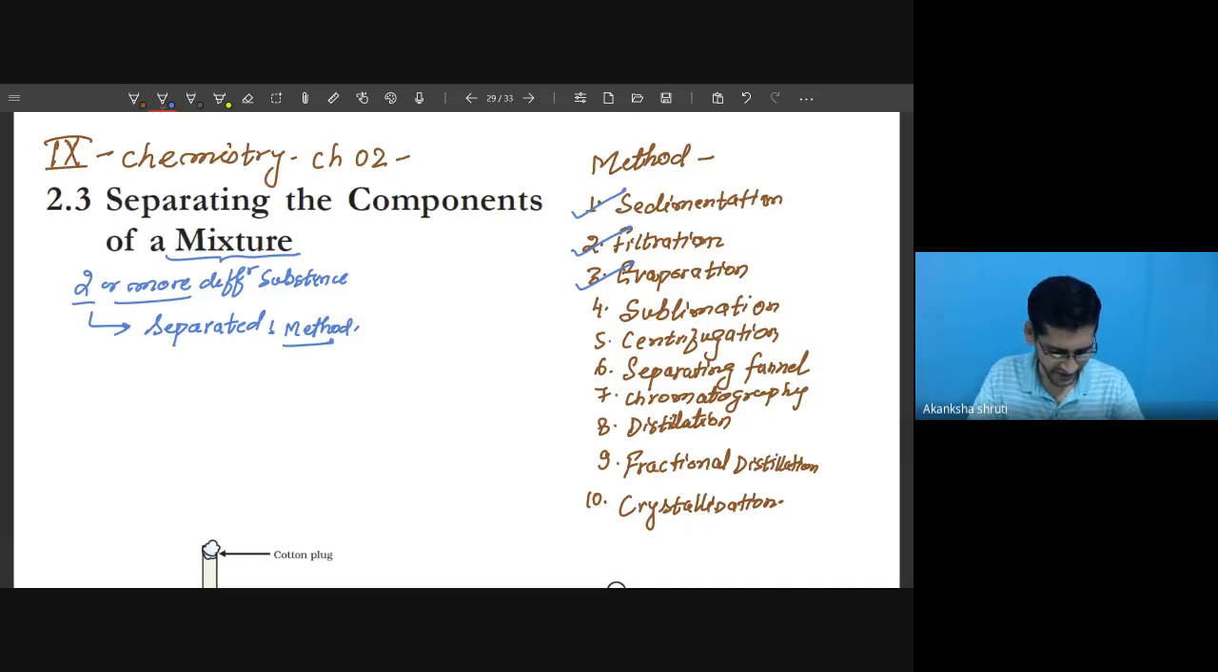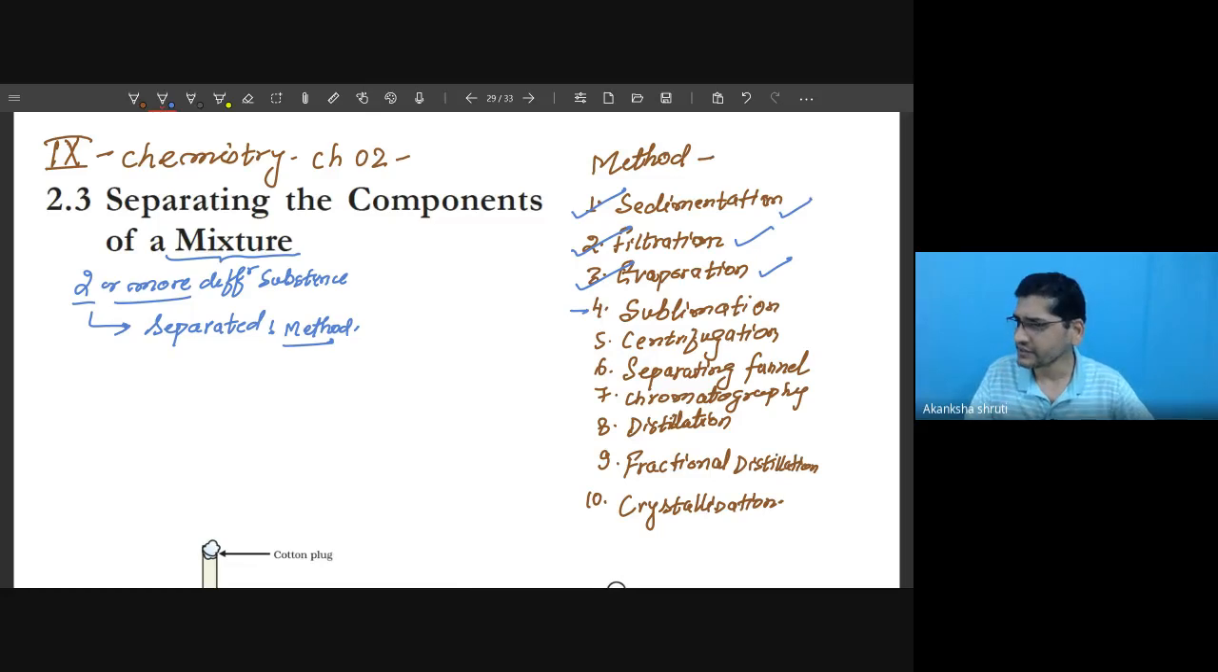Good evening, dear students. Today we are going to learn the other method used for separation of components of a mixture. We have already learned about sedimentation, filtration, and evaporation in the last lecture. If you have any doubt, then please go through that video. Today we will learn about sublimation.